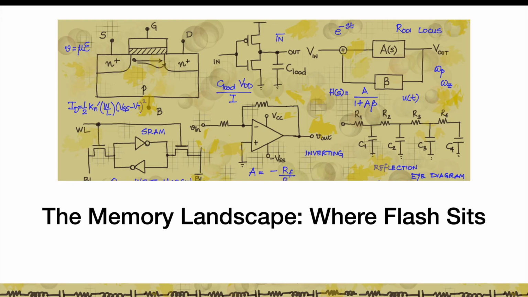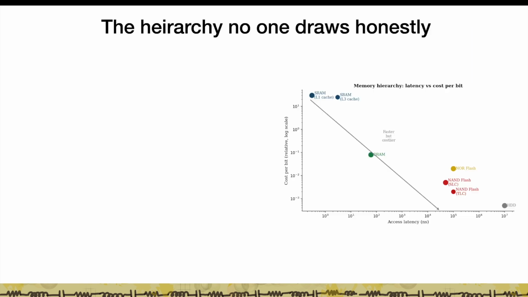There's a number that most engineers find genuinely surprising when they first encounter it. The L1 cache in a high-end processor costs roughly 1,000 times more per bit than the NAND flash in an SSD sitting next to it. Same silicon wafer, same fab, different physics.